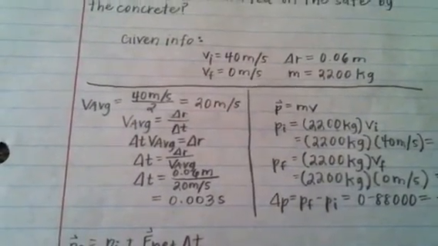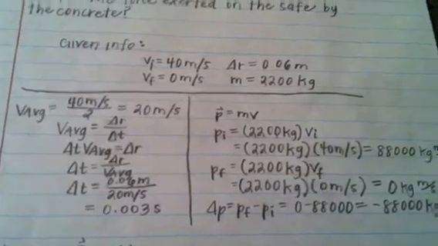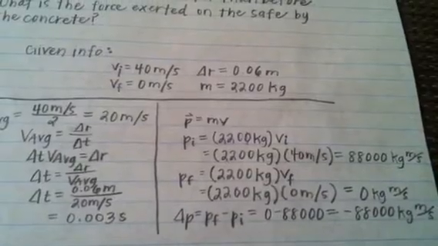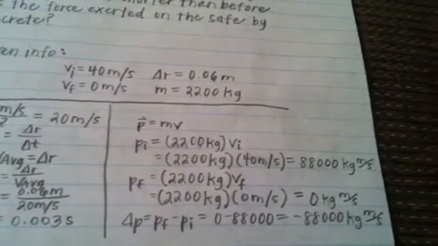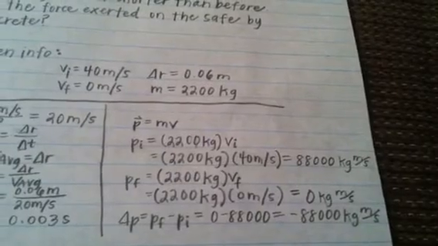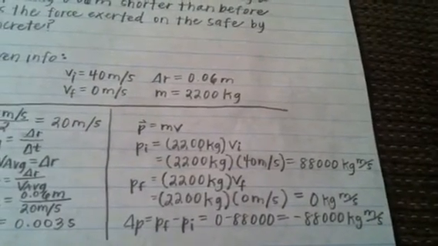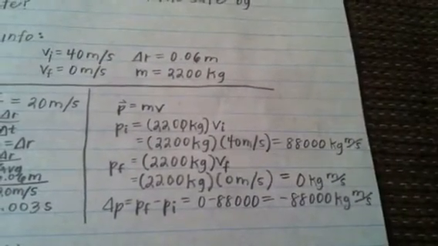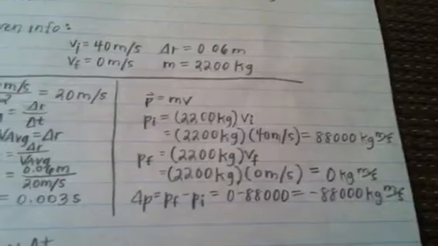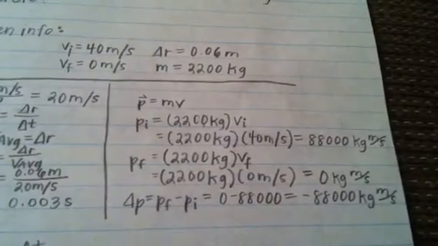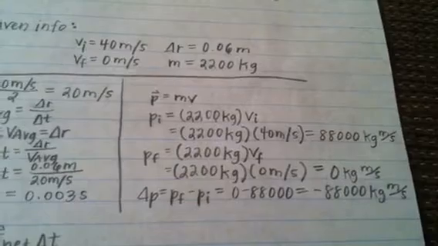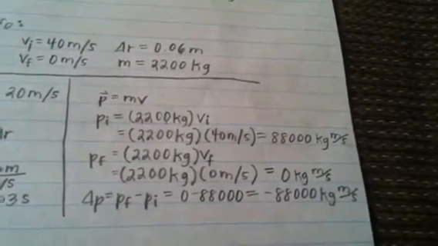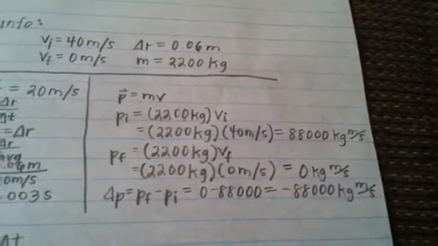Now, the change in momentum. Change in momentum is simply the final momentum minus the initial momentum. Momentum is mass times velocity. So to get our initial momentum, we have to multiply our mass, 2,200 kilograms, times our initial velocity, which is 40 meters per second, giving us 88,000 kilograms times meters per second. Our final momentum is 0 due to the fact that our final velocity was 0. So our change in momentum is 0 minus 88,000, giving us negative 88,000 kilograms times meters per second.